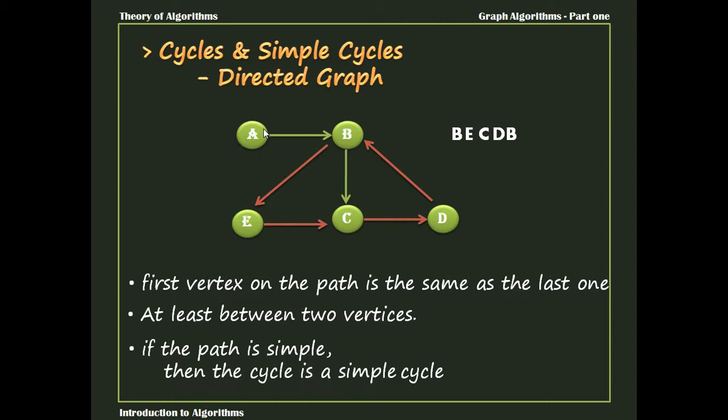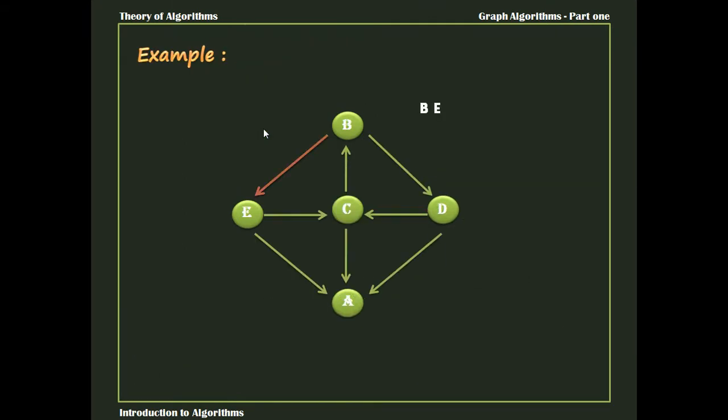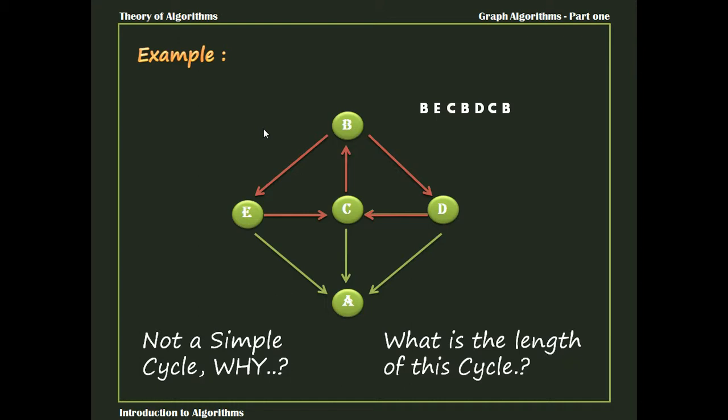Consider the following example: B, E, C, B, D, C, B. What do you think? It started and ended with the same node, so it is a cycle. And the nodes are not distinct, they were visited twice, so it's not a simple cycle. How about the length of this cycle? That's right, 6 edges.